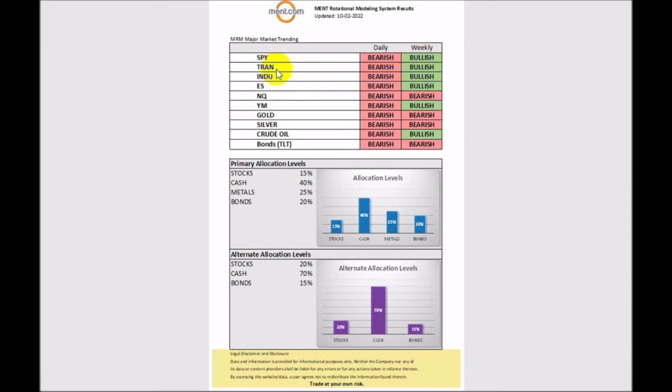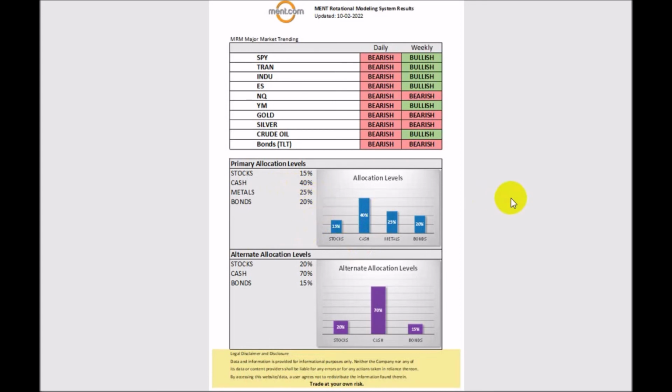The SP, Transportation Index, Industrial Average, ES, YM, and crude oil are still bullish weekly. All the others are still bearish. So we're still in that neutral zone. Our allocation levels have not changed. We're staying exactly the same way: actively protected, protected in cash, protected in metals, protected in bonds.